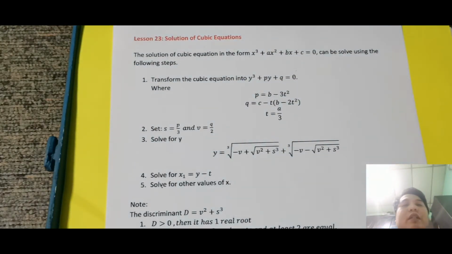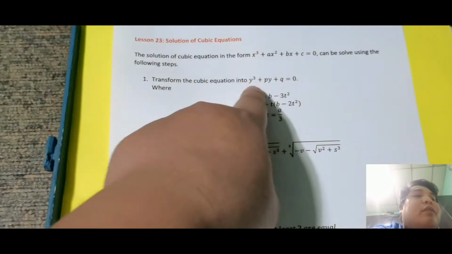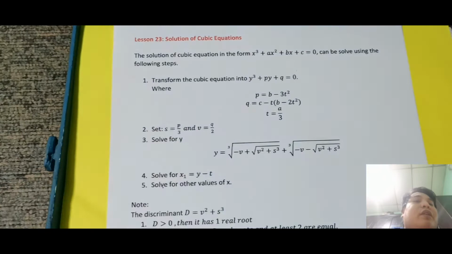Okay, next is, after natin ma-translate na ng ganyan yan, isa-set natin na yung s is equal to p over 3. So isolve natin yung s na p over 3, then yung b na q over 2. Then number 3, solve natin yung kanyang y.